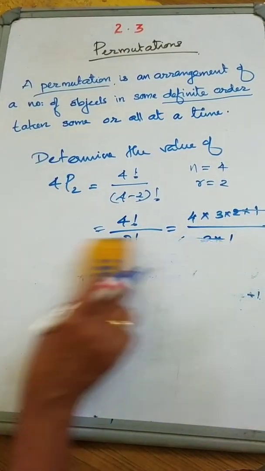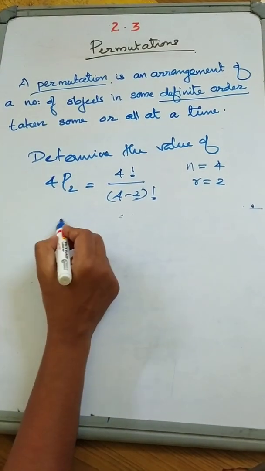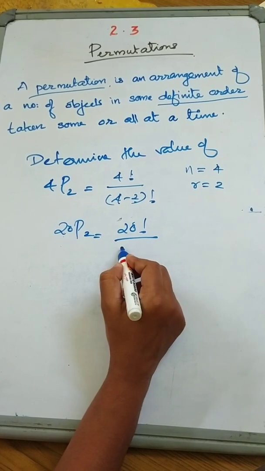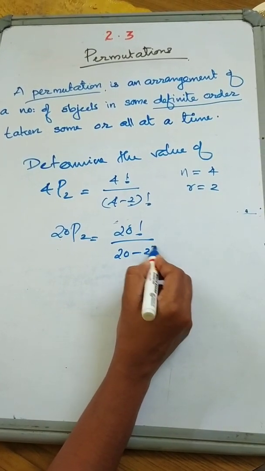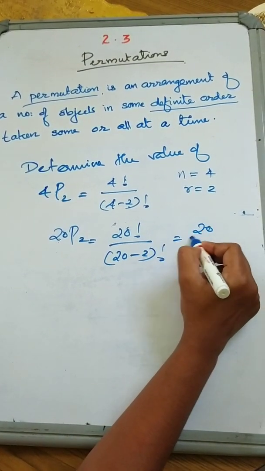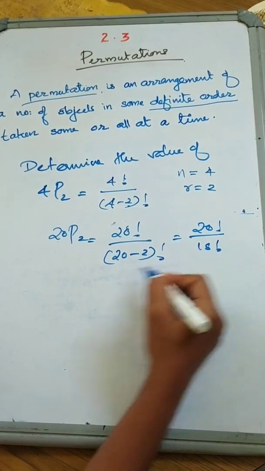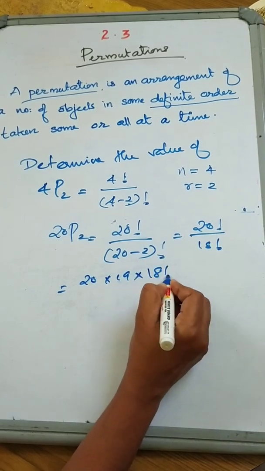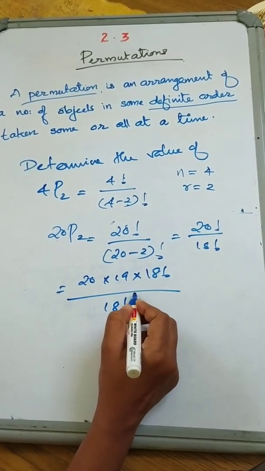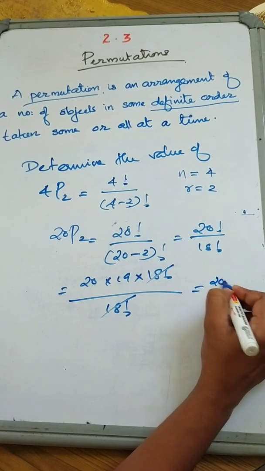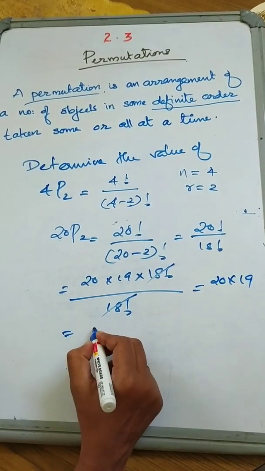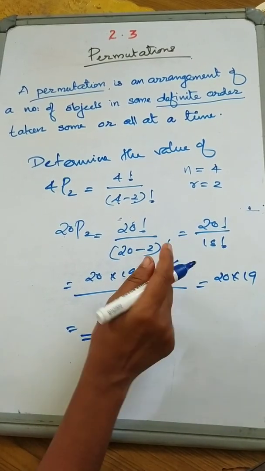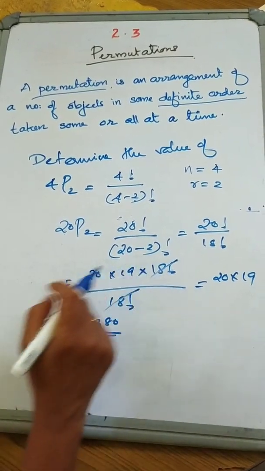Another one: how will we calculate 20P2? 20P2 is 20 factorial divided by 20 minus 2 factorial, that is 20 factorial divided by 18 factorial. We know that we can write 20 factorial as 20 into 19 into 18 factorial. So 18 factorial is cancelled, and 20 into 19 is 380. I will show you how I got this.